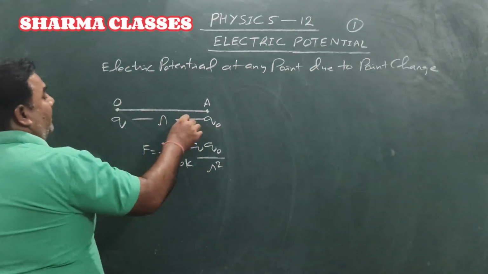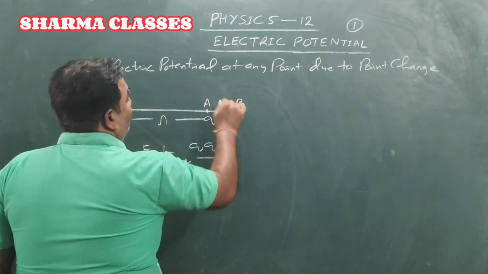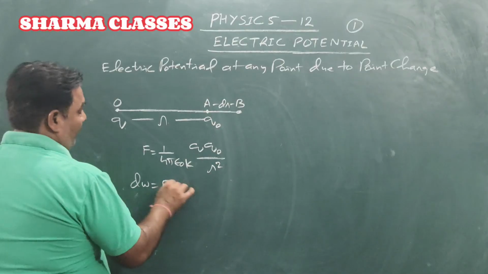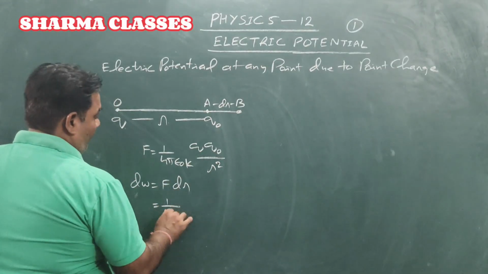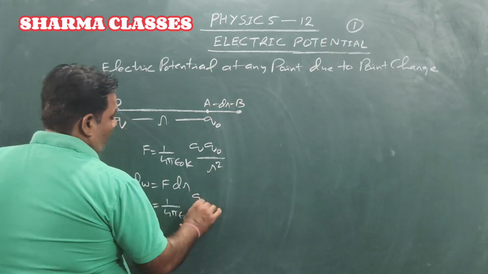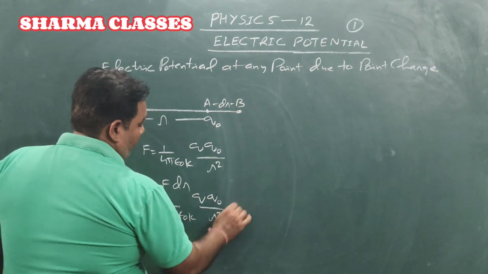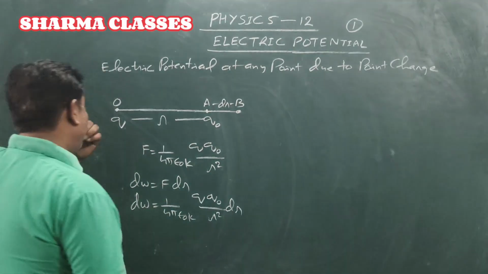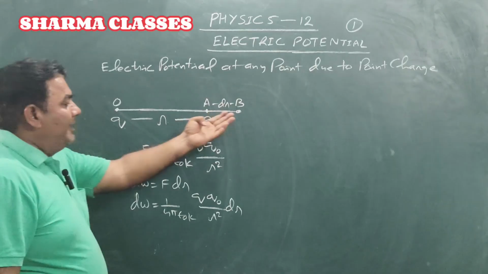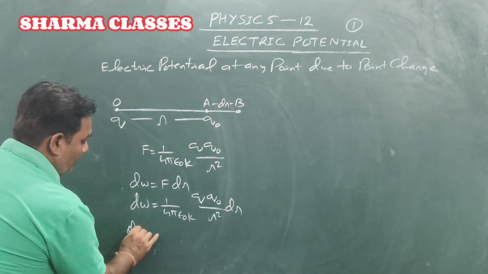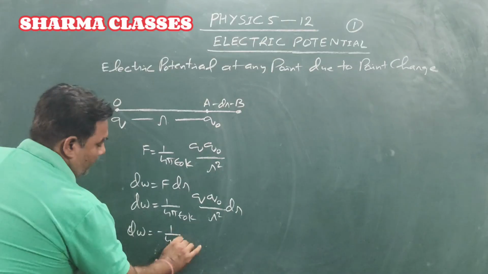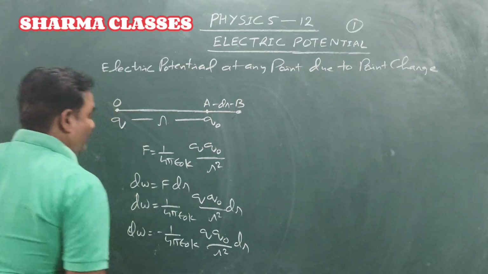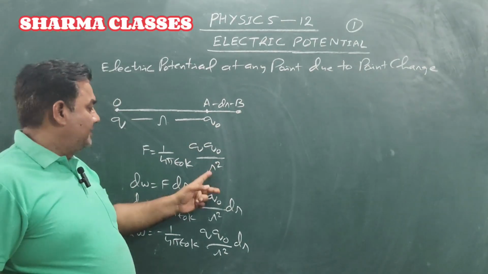Now when we take it a small distance from A to B, a small distance dr, then a small work dW is equal to F into dr, 1 upon 4 pi epsilon naught K, q naught upon r square dr. This is a small work in taking this charge from point A to point B. Similarly, when we take this charge from point B to point A, then the work is negative. dW is minus 1 upon 4 pi epsilon naught K, q naught upon r square dr. This is a small work, and as the distance changes, the force changes.